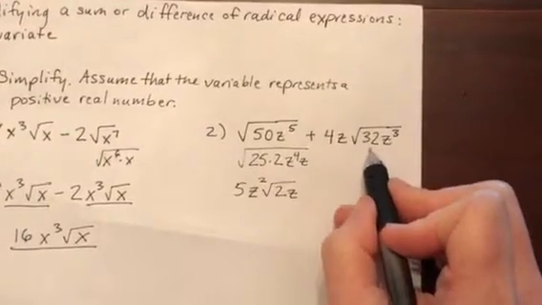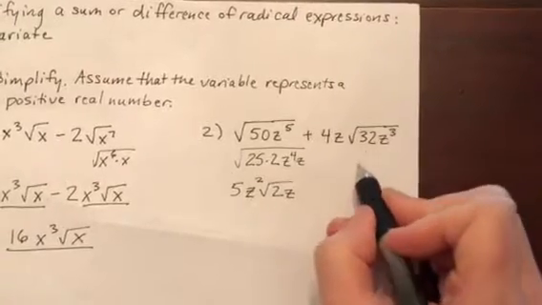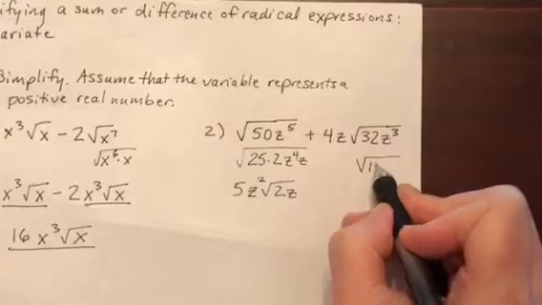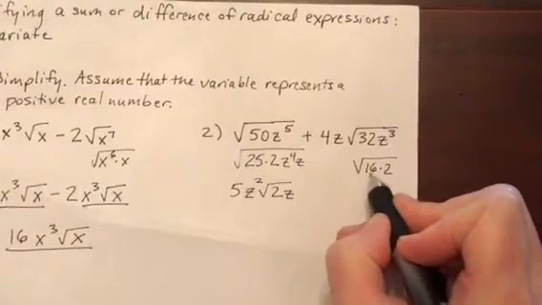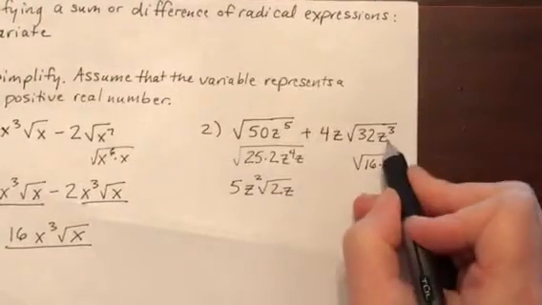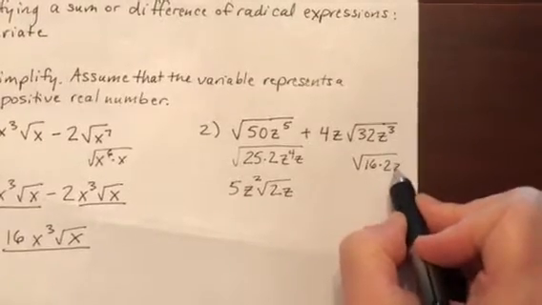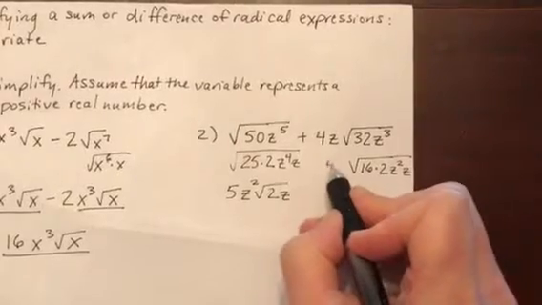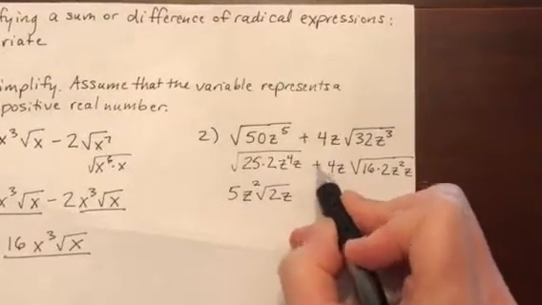Let's take a look at the second one. 32 is not a perfect square, but I could rewrite it as 16 times 2, because 16 is a perfect square, and then break z^3 down into z^2 times z. I still have the 4z on the outside.